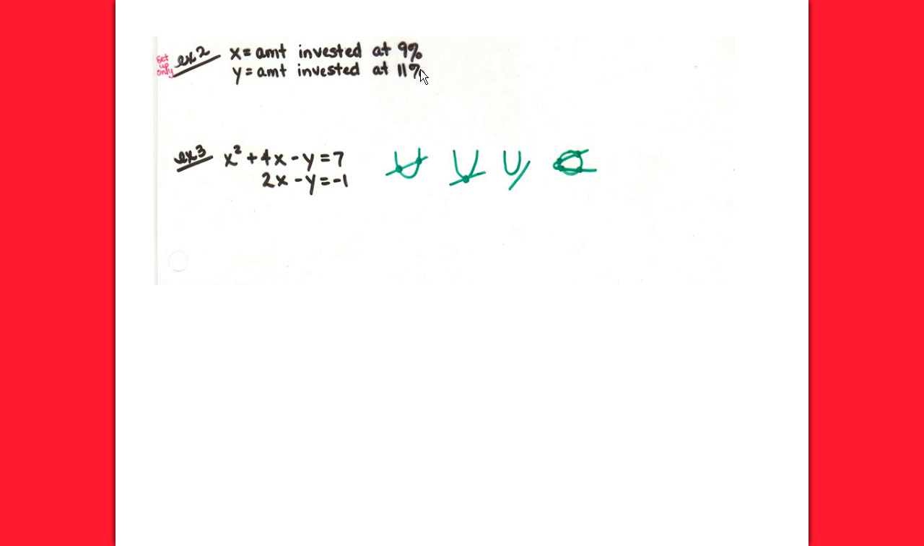It says the total of $12,000 is invested in the two funds. Okay? So if I take the amount in the first fund and put it with the amount in the second fund, the total is $12,000. So what does that imply? Addition, subtraction, multiplication, division? Addition, right.